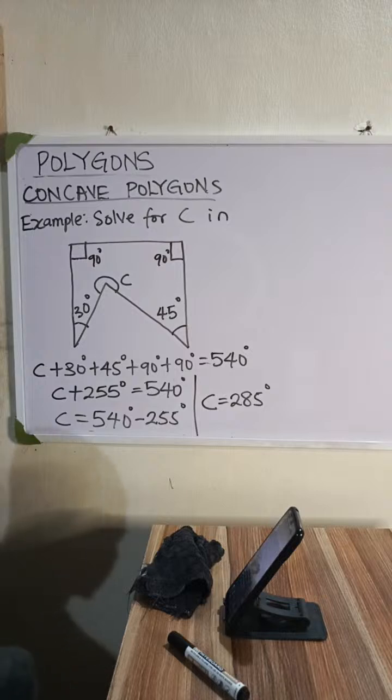How did you get 648? Sorry, 645. Okay, good. So 285 degrees. That gives us the answer to that question.